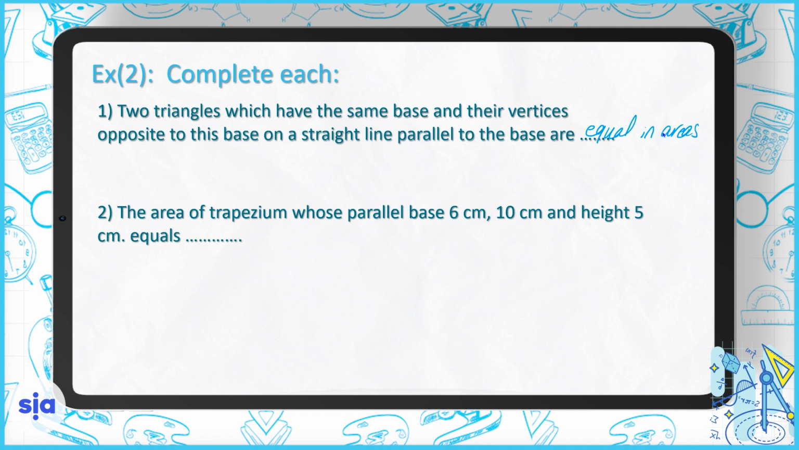Question 2. The area of the trapezium whose parallel bases are 6 and 10 and the height is 5 centimeters is what? We know that the area of the trapezium is half multiplied by base 1 plus base 2 multiplied by the height. If you do your calculations, the area will be 40 centimeters squared.